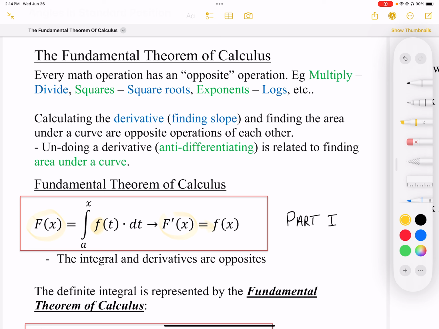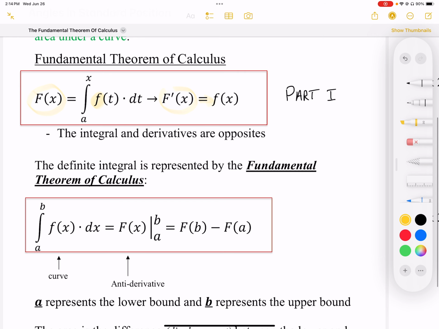So that's part one. Part two is this idea that the area under a curve, or in this case a definite integral, this is our definite integral here, can be found by a displacement on the antiderivative. So if I take the displacement, the difference between F of b, the endpoint, minus F of a, the starting point, that displacement can be represented by the area under the curve and vice versa.